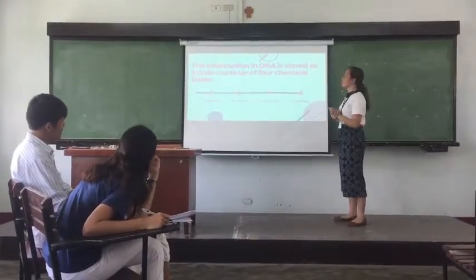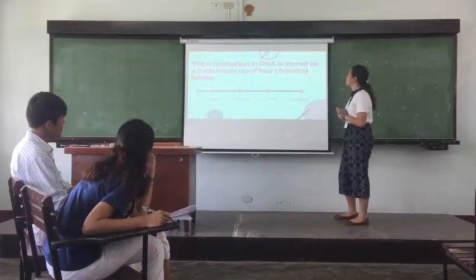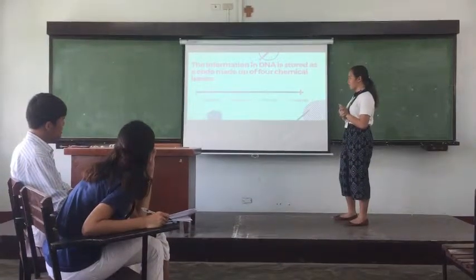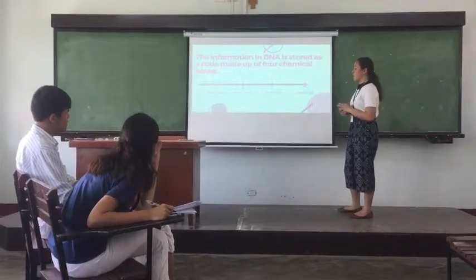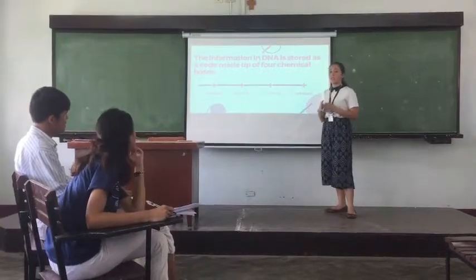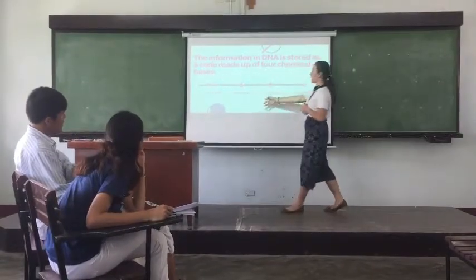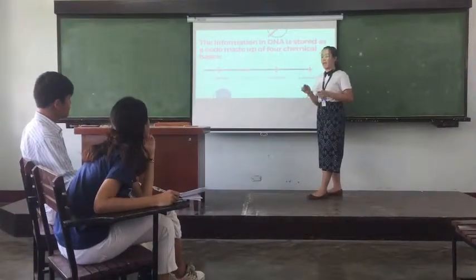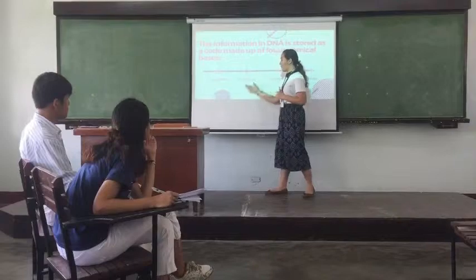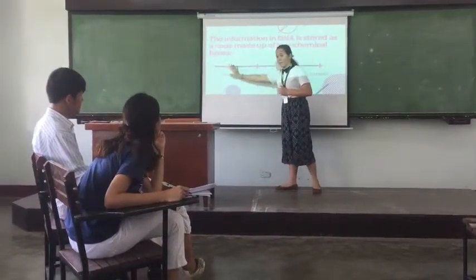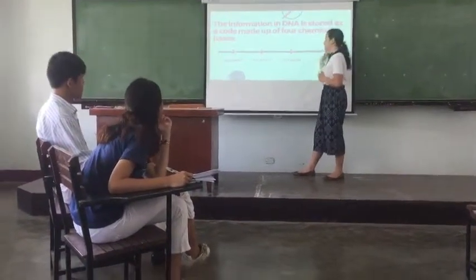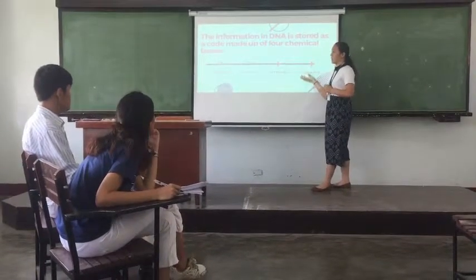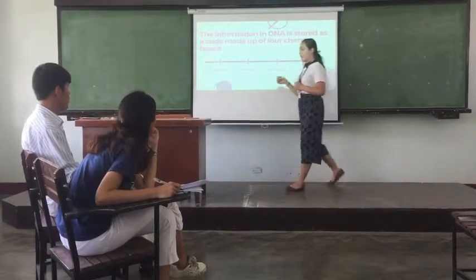Now, can you read? Information in DNA is stored as a code made up of four chemical bases: adenine, thymine, cytosine, guanine. So basically, what forms the DNA are these four chemical bases. You know the base pairs that come with that make it a double helix. So adenine is paired with thymine, and then here comes another base pair, cytosine and guanine. So these are the four important chemical bases of the DNA.